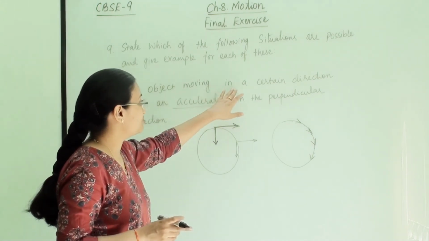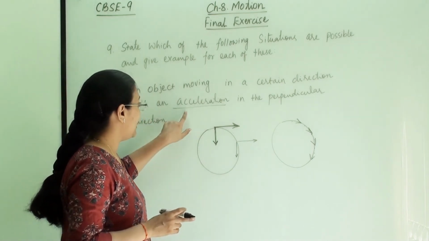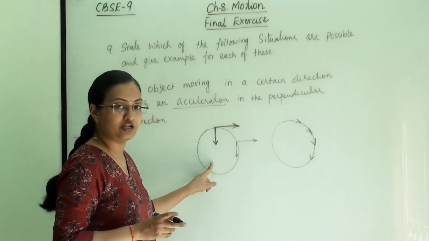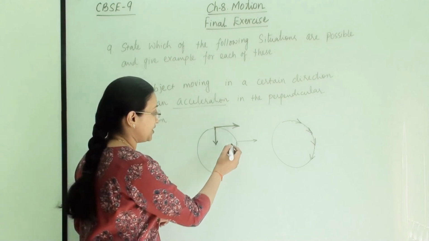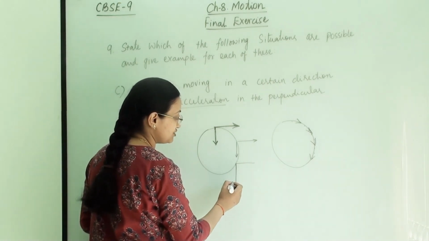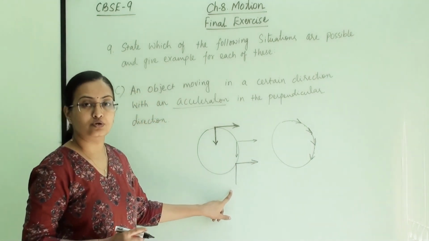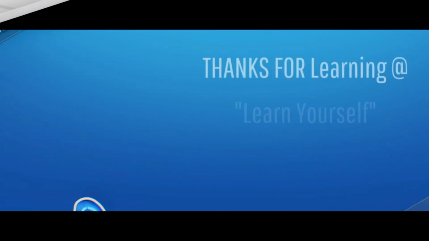That object is moving in a certain direction, and acceleration will be perpendicular at each and every point. If here also the direction is there, then its acceleration will be perpendicular. Acceleration will be perpendicular to that movement.